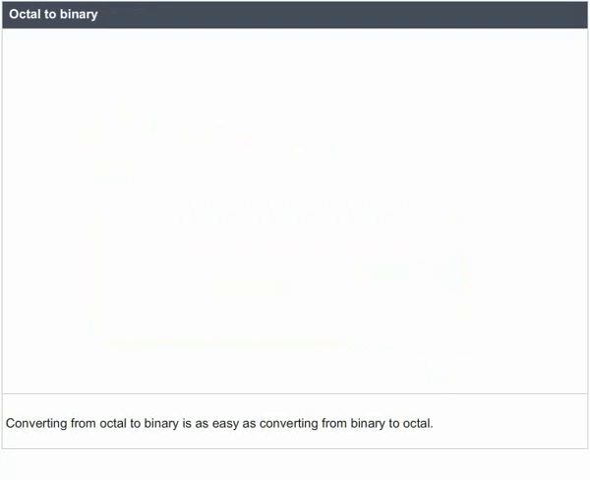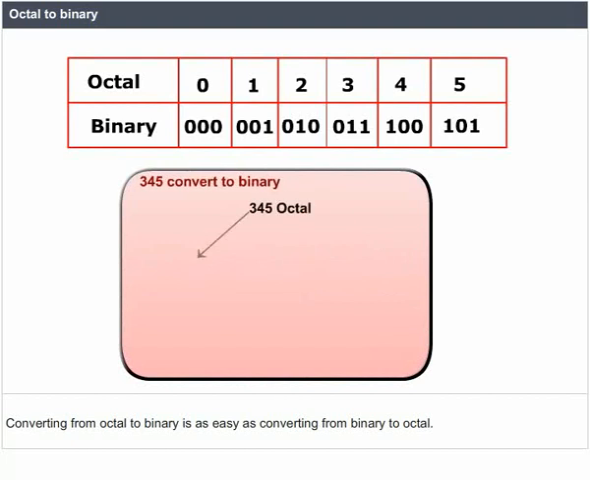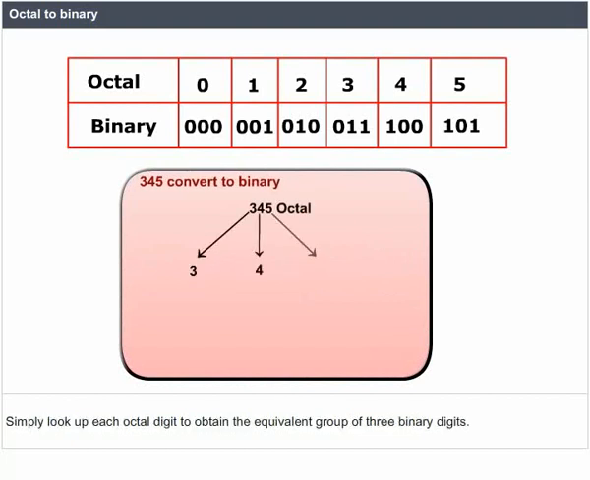Octal to binary. Converting from octal to binary is as easy as converting from binary to octal. Simply look up each octal digit to obtain the equivalent group of 3 binary digits. Octal 345 in binary equals 011, 100, 101, which equals 011100101 binary.